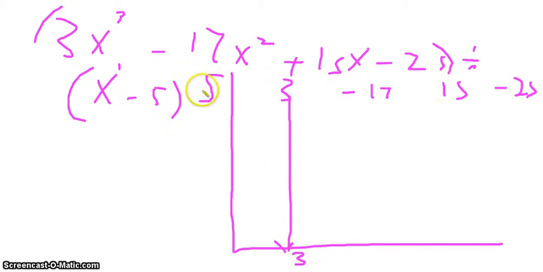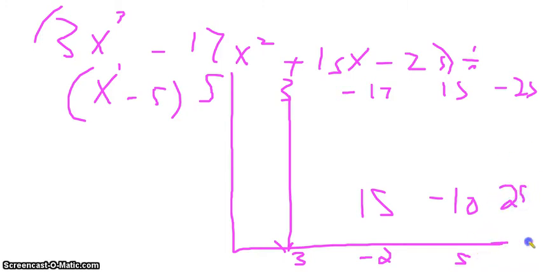So 3 times 5 is 15. And then I'm adding. So negative 17 plus 15 is equal to negative 2. And I do this same thing with this negative 2. And I go negative 2 times 5 is equal to negative 10. So 15 plus negative 10 is equal to 5. And then I times it again. 5 times 5 is 25.